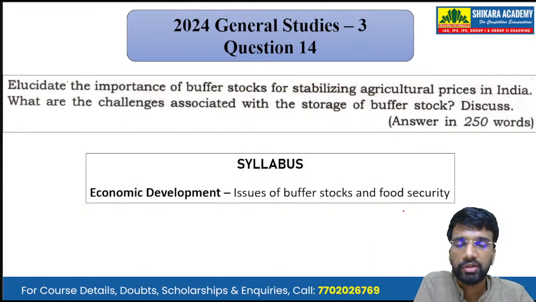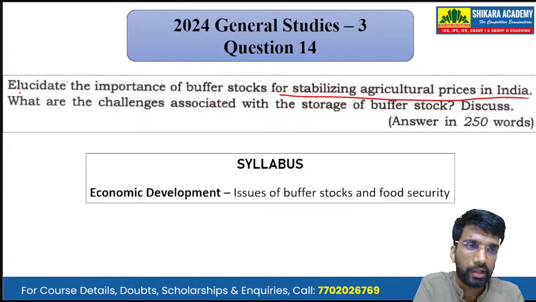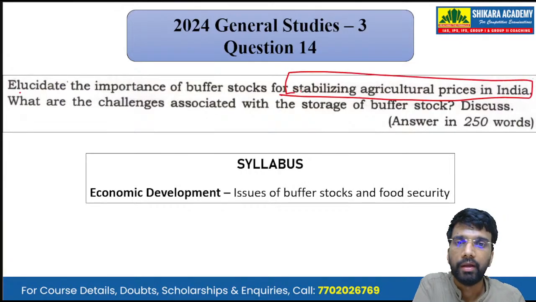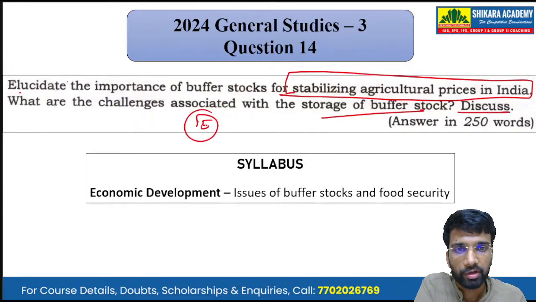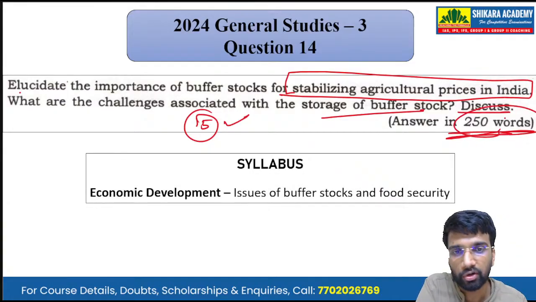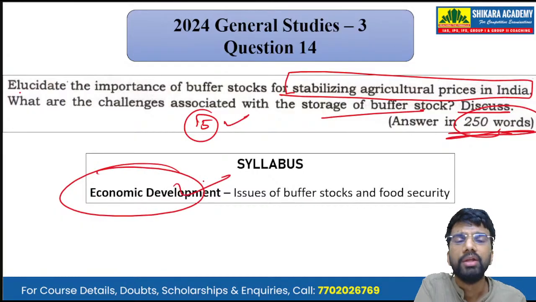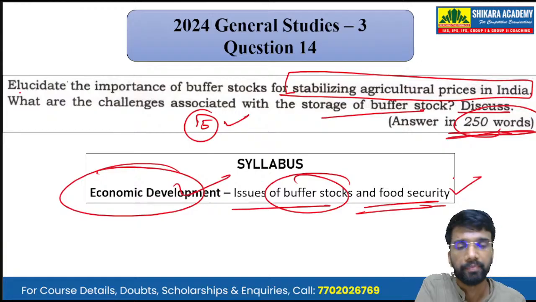Moving on to the 14th question, the next question, that is: elucidate the importance of buffer stocks for stabilizing agriculture prices in India. What are the challenges associated with the storage of buffer stocks? Discuss. It is also a 15-mark question that we have to answer in 250 words. Now, mapping it with the syllabus, we can see that it has been asked from the subject of economic development, and the topic is issues of buffer stocks and food security.